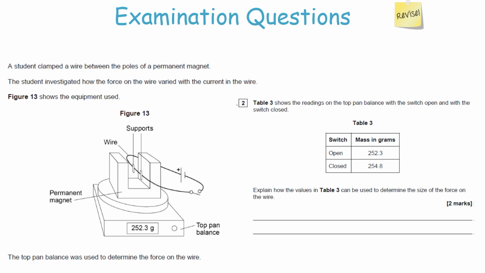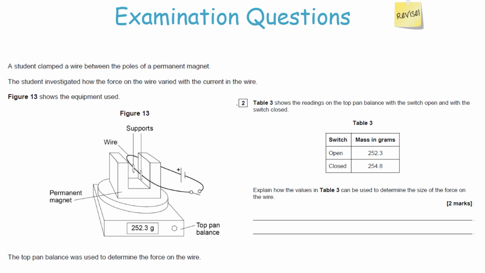Right, so how can you work out the size of the force? Well, we can also remember that force is equal to mass times by the strength of gravity, which you know to be 9.81. But remember, mass has to be in kilograms. So what you'd do is you'd find the difference in mass between the open and closed, because that's the actual change due to the magnetic field, because when the switch is open, it's not a magnet.